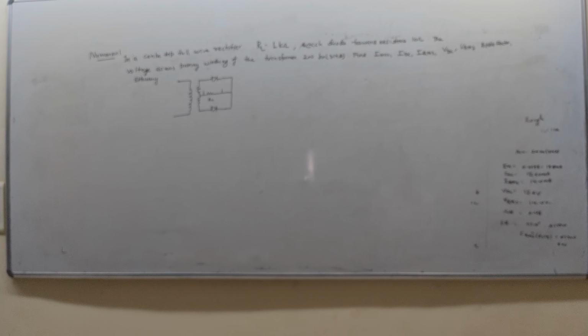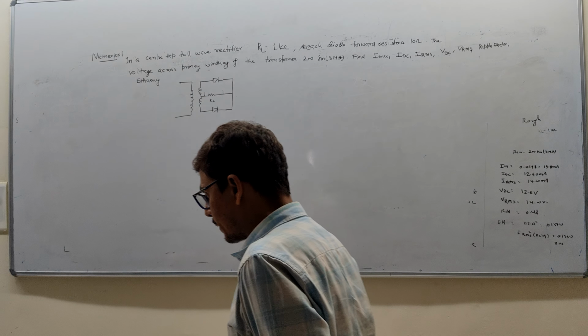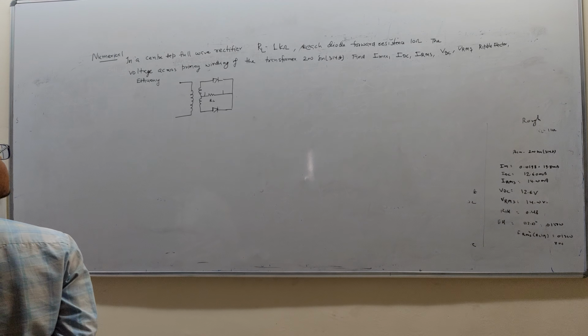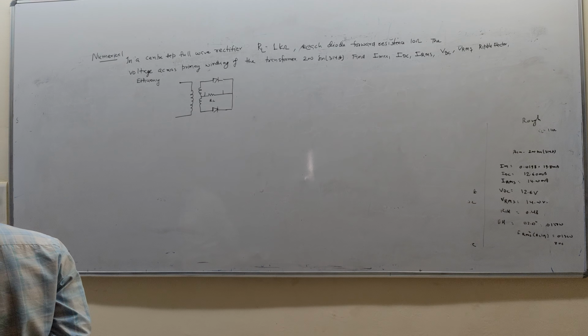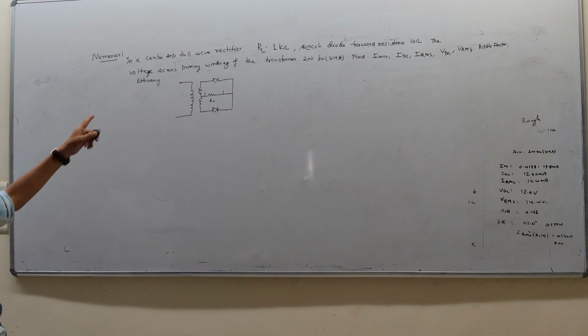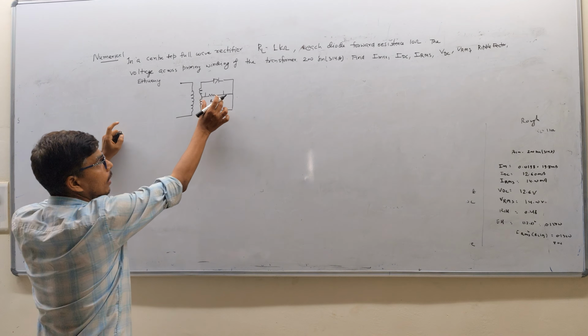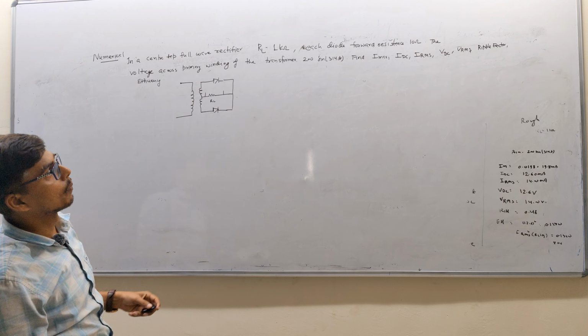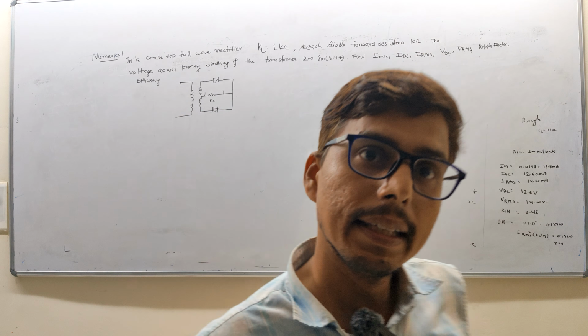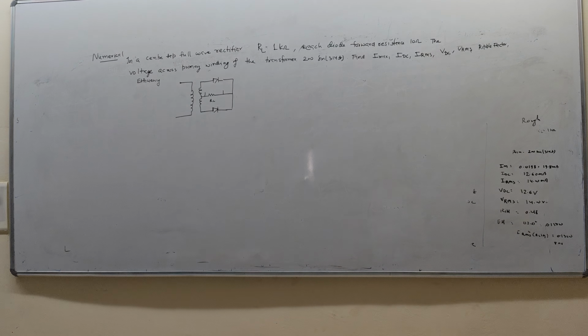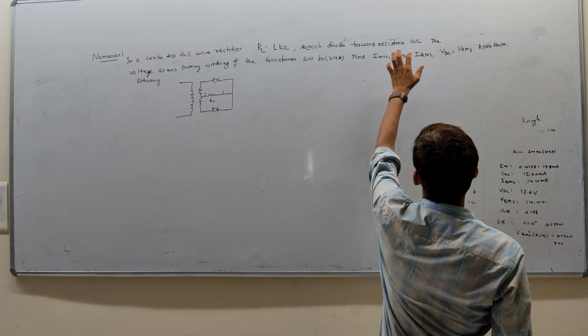Today we will solve a question on the center tap full wave rectifier. I have already written the question. In a center tap full wave rectifier, RL, this is RL, the load resistance, is 1 kilo ohm. Each diode has a forward resistance of 10 ohm.